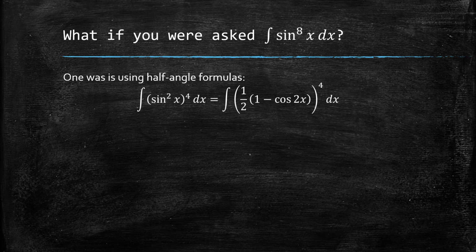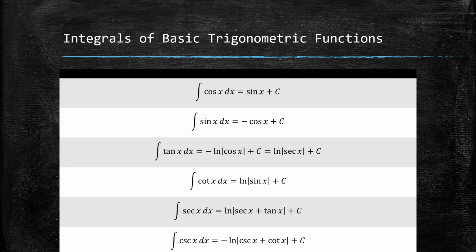But before we get to the reduction formulas, let's discuss the integrals of the basic trigonometric functions. As we have seen before, the integral of cosine of x dx is sine of x plus c. The integral of sine of x is negative cosine of x plus c. The integral of tangent of x dx is equal to the negative of the natural log of the absolute value of cosine of x plus c, which is the same as the natural log of the absolute value of secant of x plus c. The integral of cotangent of x dx is equal to the natural log of the absolute value of sine of x plus c.